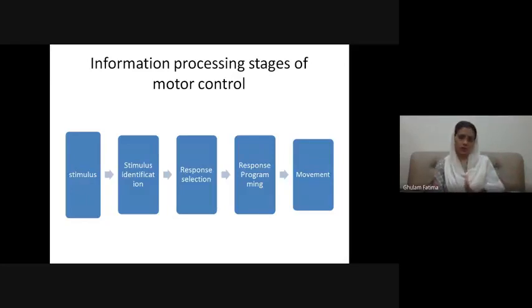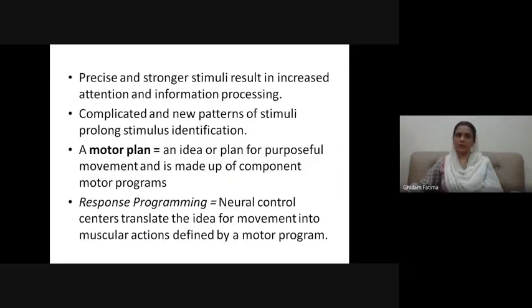So that is all in the response programming. There will be coordinated movement, and ultimately there will be a movement production. So actually the stages of motor control are divided into many stages, and each stage is equally important. Starting from the stimulus till the execution of the movement, there are many steps involved. The CNS has to integrate all the information and then decide which kind of response you are going to show, and then the response is integrated and the movement is executed.